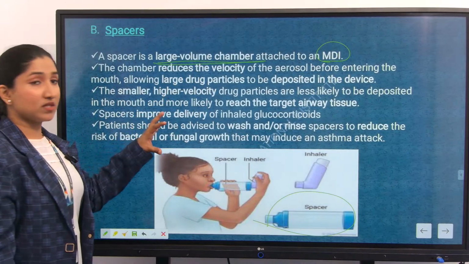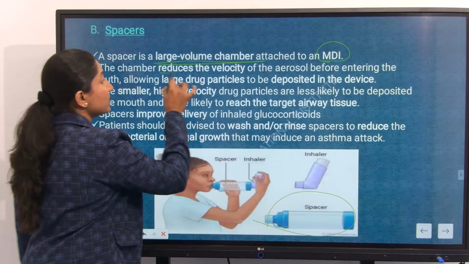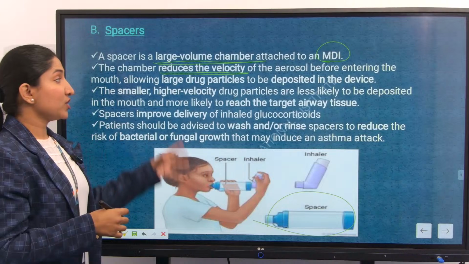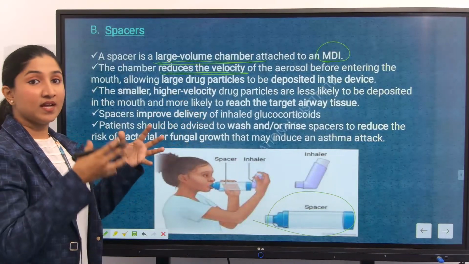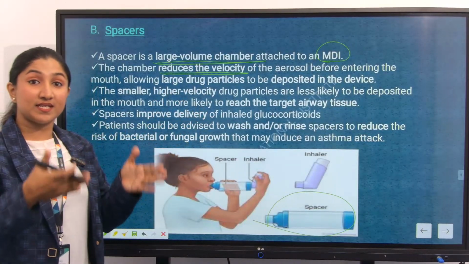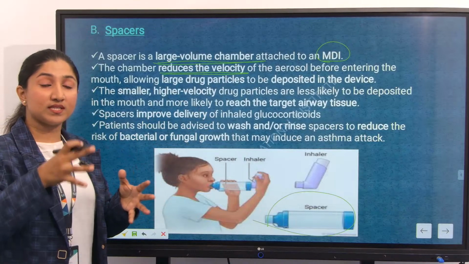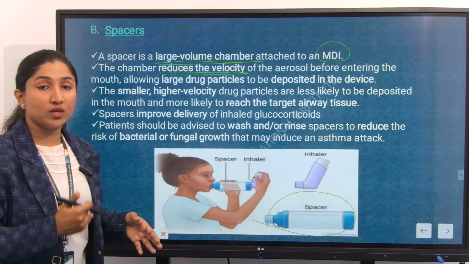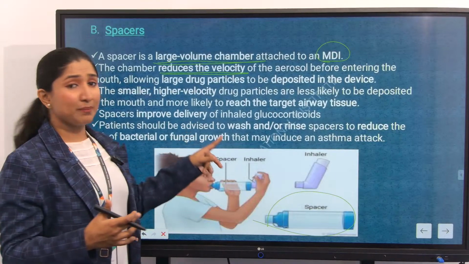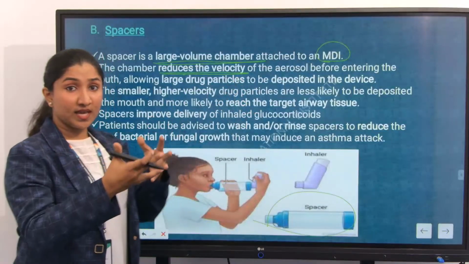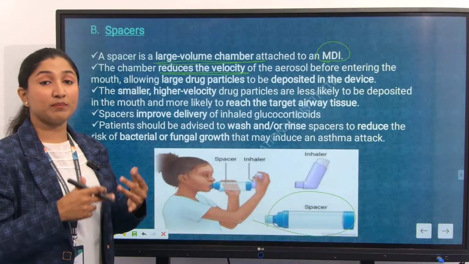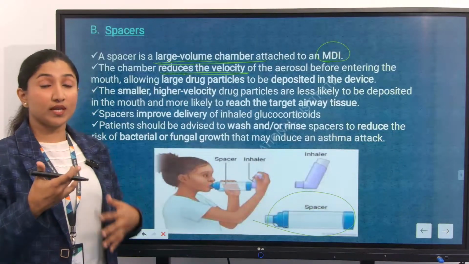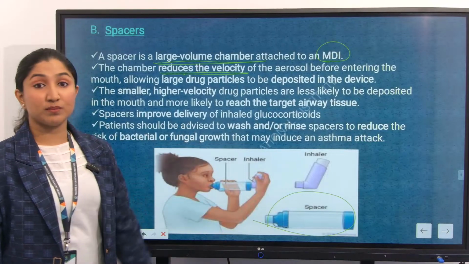What does the spacer do? The spacer helps in reducing the velocity of the particles that enter the mouth. So when you use a spacer, the benefit is that the large particles deposit on the walls of the chamber, and only the small particles go into the lungs. The next benefit is that because it reduces the velocity, it gives you time for taking in the breath. So people who have to use these inhalers after surgery, or children who cannot take a deep breath, can benefit greatly from these spacers.